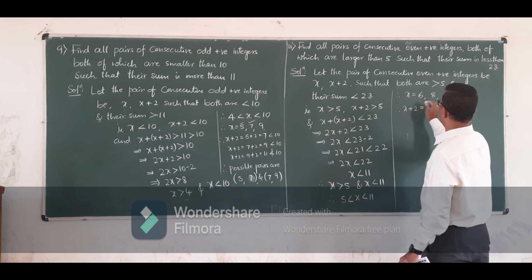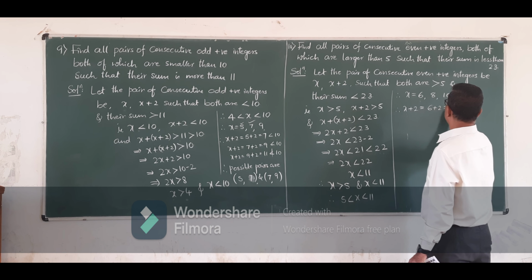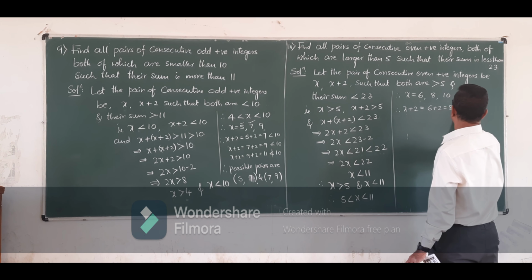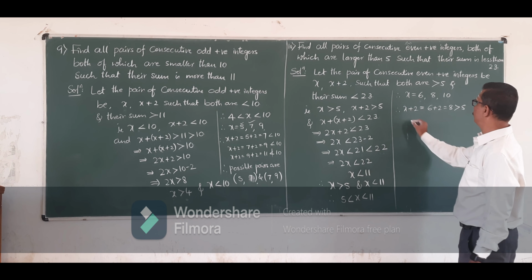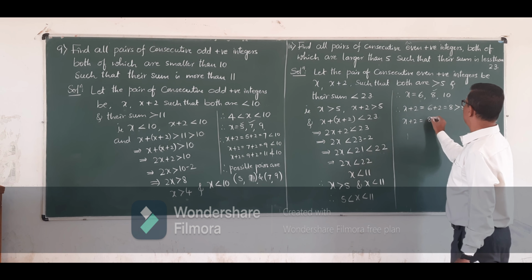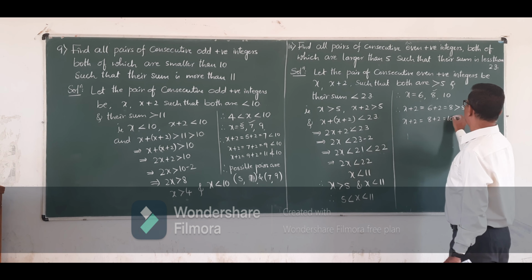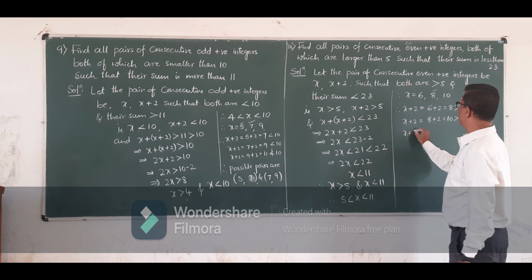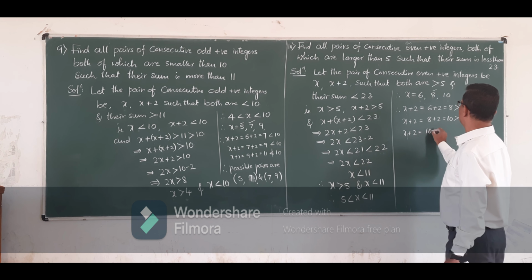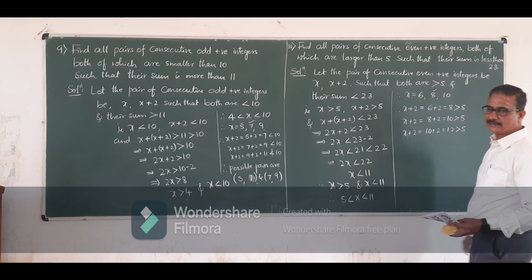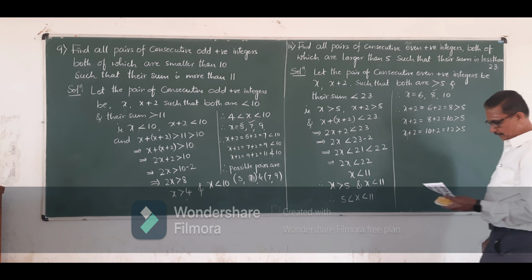Therefore, x plus 2, here I put the numbers 6, 8, 10. What is x plus 2? X value 6 plus 2, 8. Both are larger than 5, more than 5. 8 is more than 5. Next, x value is 8, 8 plus 2, 10. 10 is more than 5. Yes. Then x value 10, 10 plus 2, 12. 12 is more than 5. Yes. All are satisfied.